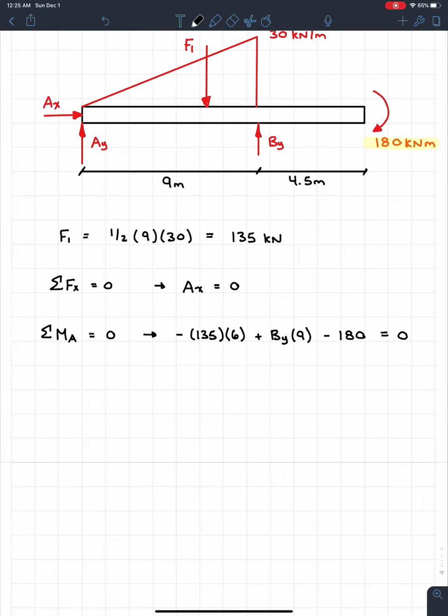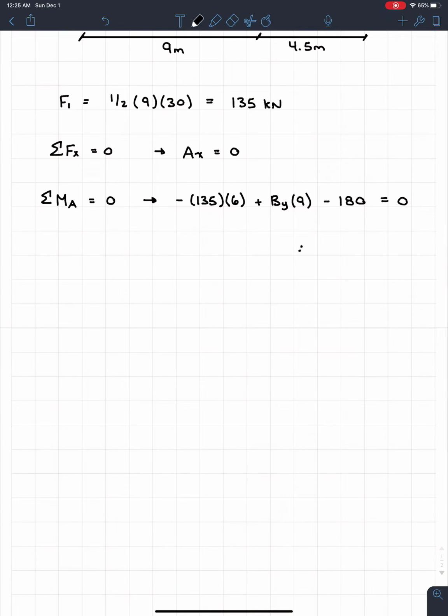So the only unknown in this equation is BY. When we solve, we can say that BY is going to be equal to 110 kilonewtons. And it's positive, so it means my assumed direction of up is correct, so I'm just going to leave it as up.